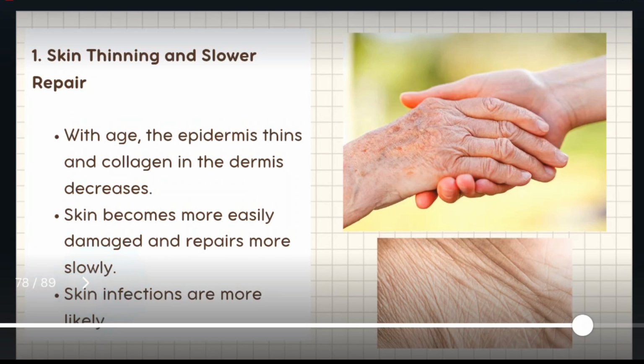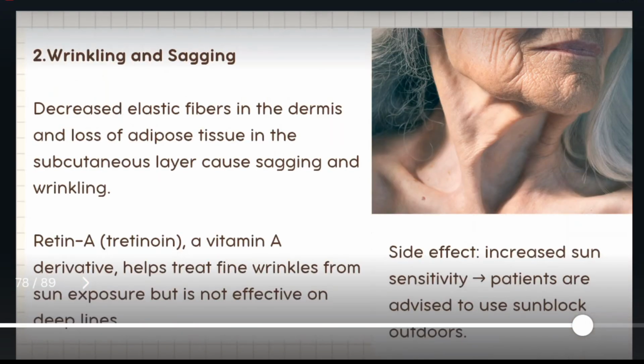Next, we have wrinkling and sagging. The decreased elastic fibers in the dermis and loss of adipose tissue in the subcutaneous layer cause sagging and wrinkling. So, some creams like Retin-A help with shallow wrinkles, especially those from sun exposure. That is why many celebrities or known influencers use anti-aging creams or undergo treatments like Botox para ma-reduce ang wrinkles and sagging.